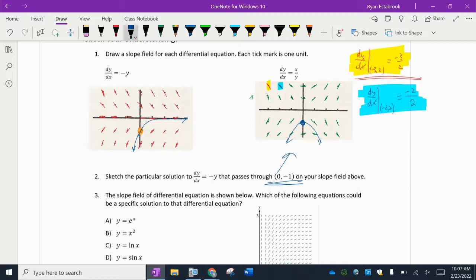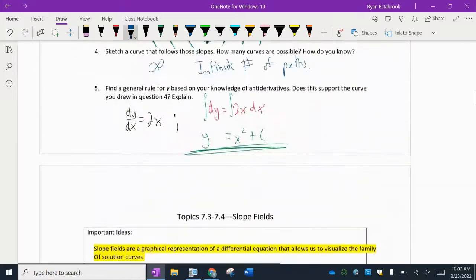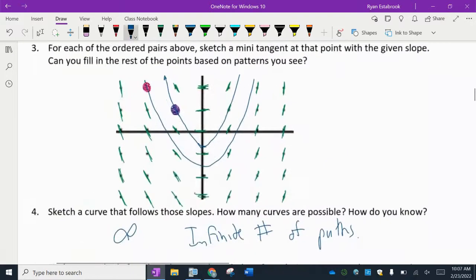Let me go back to the first page, and I have a couple questions I'm going to ask about this one related to the first one as well. Here's our differential equation. Here's the slope field all graphed out.